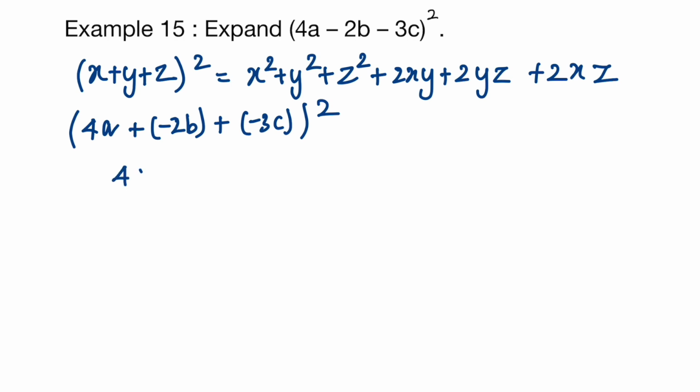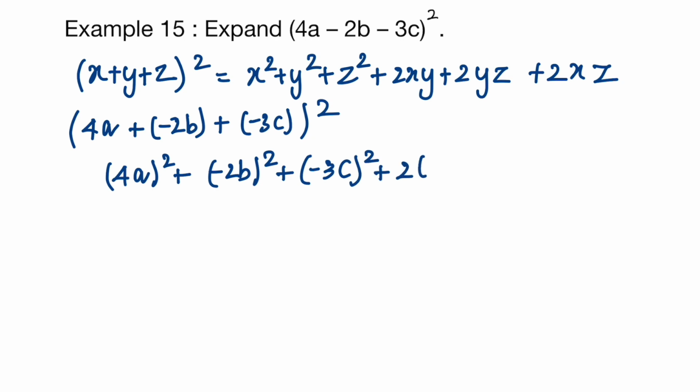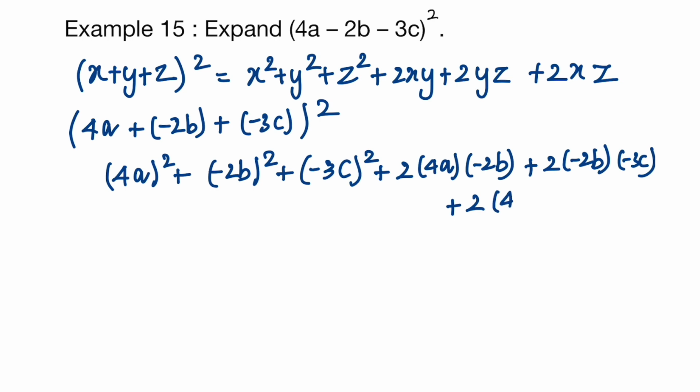Okay, now we are just going to apply that in the expression. So x squared is going to be 4a the whole squared, plus y squared is going to be minus 2b the whole squared, plus z squared is going to be minus 3c the whole squared, plus 2 into x, which is 4a, and y, which is minus 2b, plus 2 into y, which is minus 2b, and z, which is minus 3c, plus 2 into x, which is 4a, and z, which is minus 3c. Okay, so those are all the terms. Now further we are going to evaluate it or expand it.